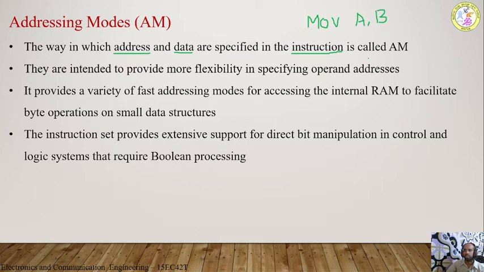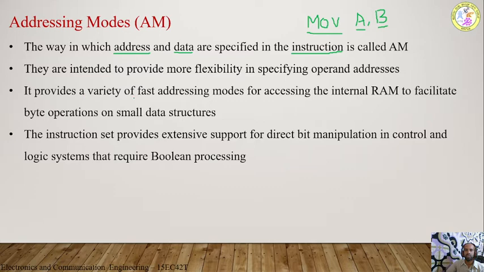So here these two are called operands. Whatever contents we have in them, the register A and the register B, are called operands, whereas this is called the opcode. Opcode means operational code, which operation we are performing. And these are called operands: the data on which we are performing the operation.